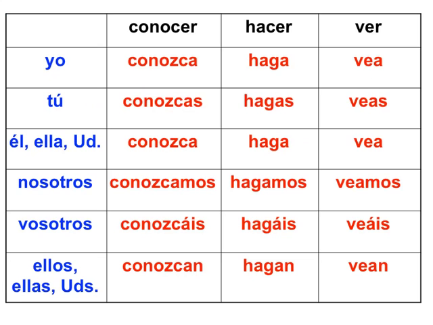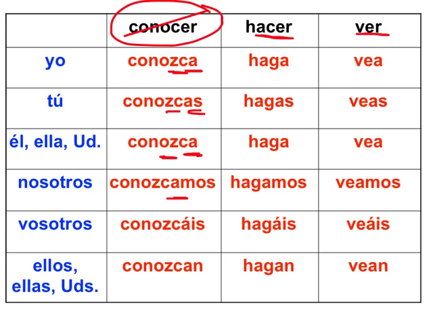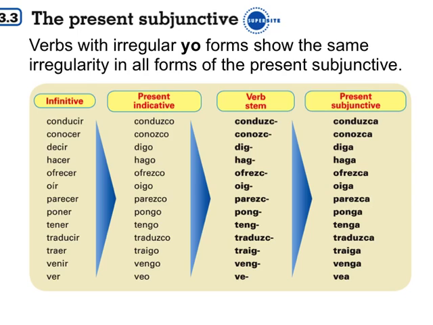Let's take a look. So the verb conocer, the yo form of conocer in the present indicative was conozco. You're going to drop the O and add the vowel opposite the conjugation. And the ZC will be in every single form. Conozca, conozcas, conozca, conozcamos, conozcáis, conozcan. Likewise with hacer and ver. Take a look. Write these down. Now these you do not have to write down.